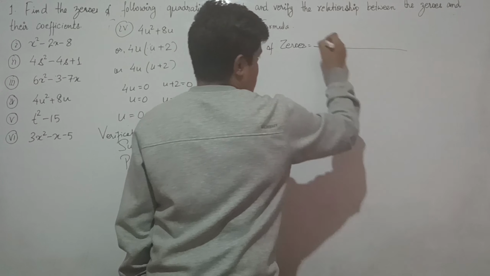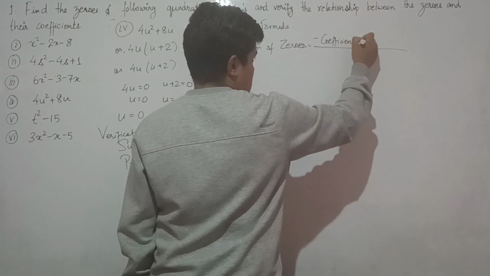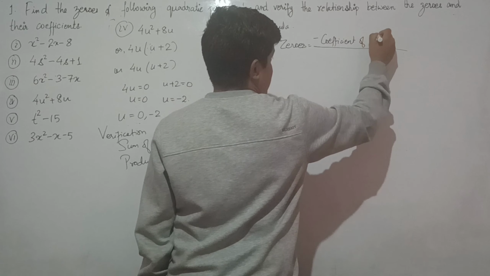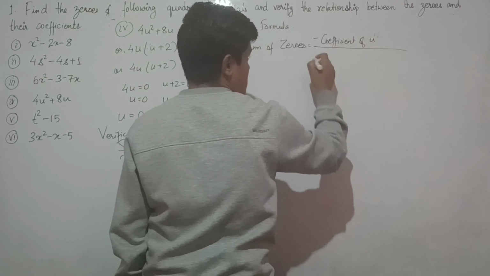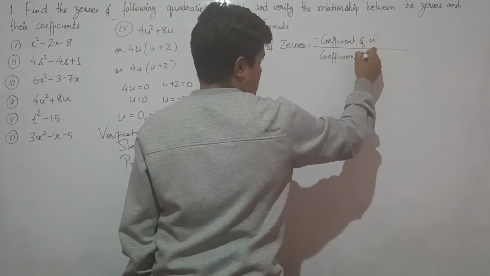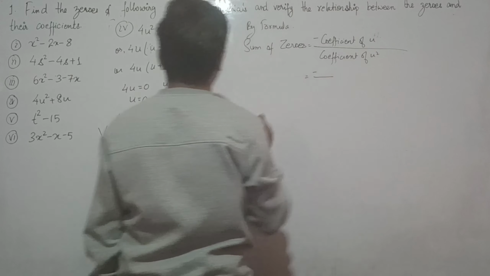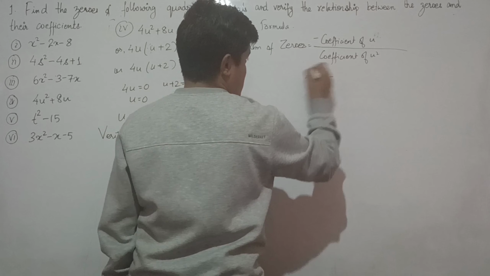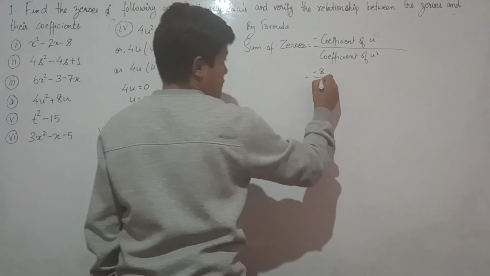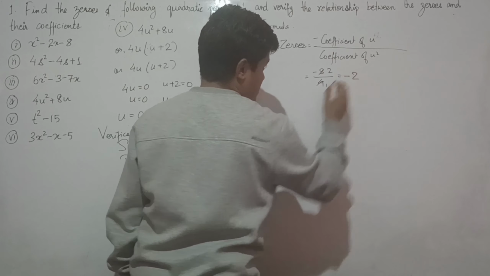Sum of zeros is minus coefficient of u by coefficient of u square. So coefficient of u is 8, coefficient of u square is 4. So 4 1 is 4, 4 2 is 8. So exactly minus 2 equals the sum of zeros, it is coming.